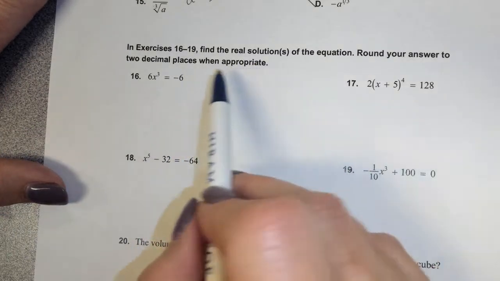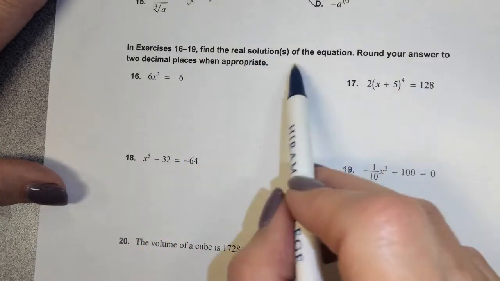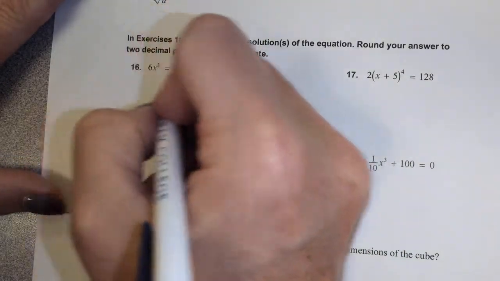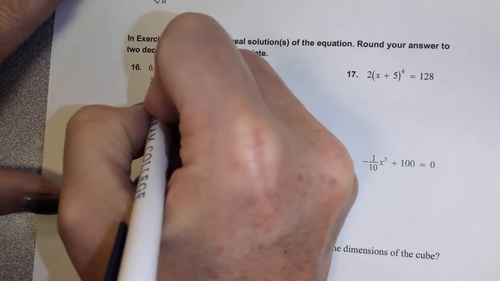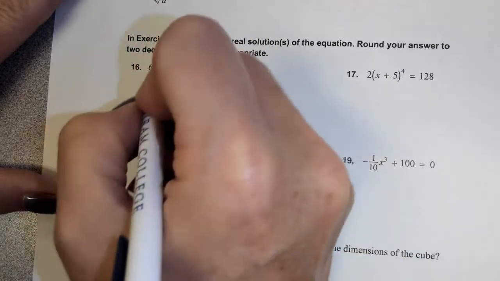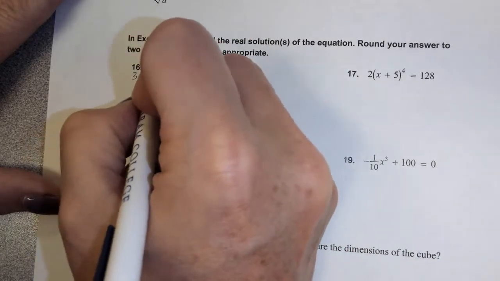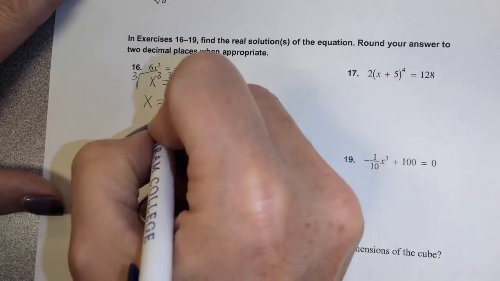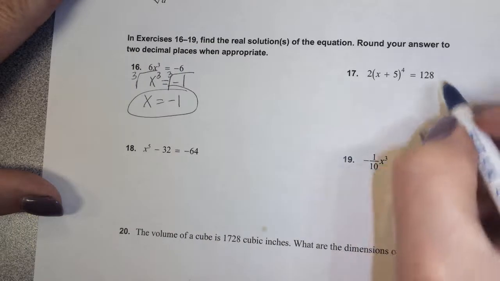All right, find the real solution or solutions. Round to 2 decimal places when appropriate. This one's pretty easy. We divide both sides by 6. We get this. We have to take the cube root of both sides in order to solve. So the cube root of negative 1 is negative 1.